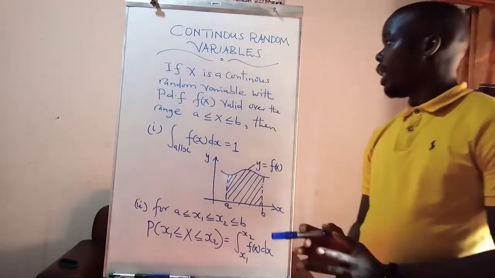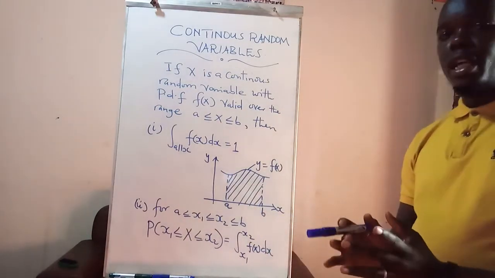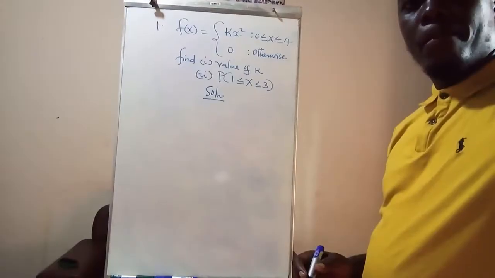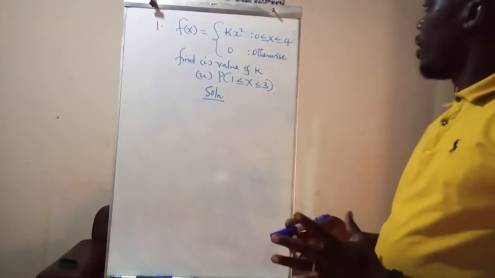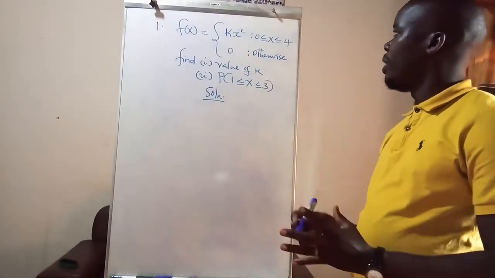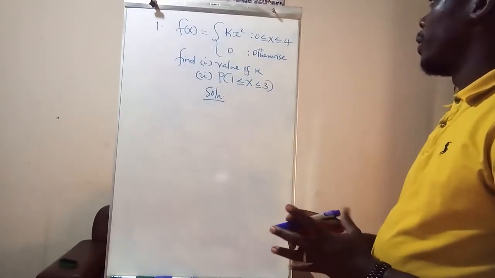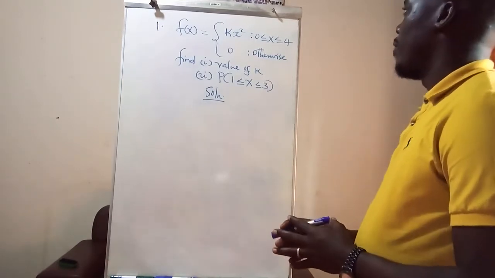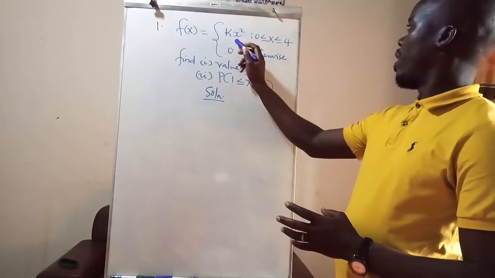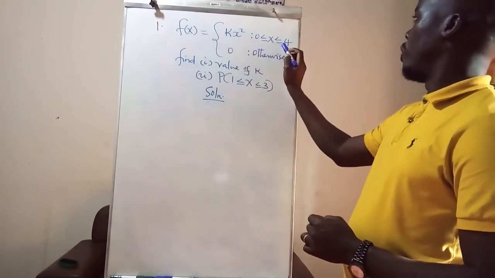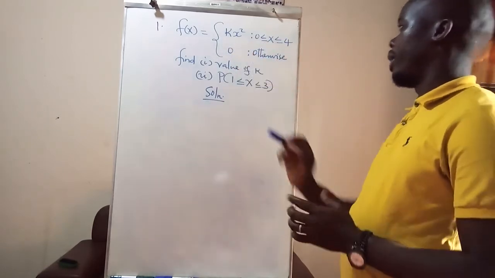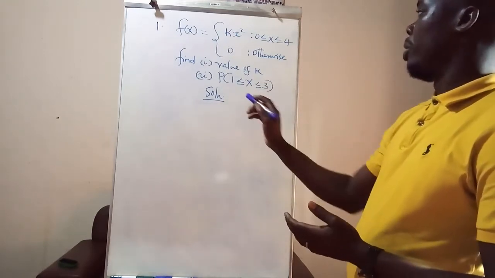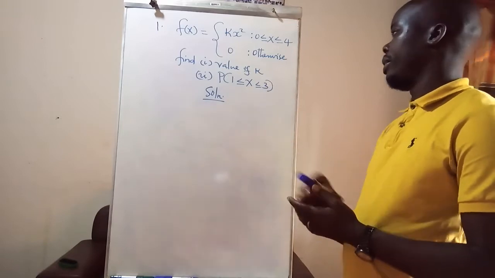Now let us move directly to a few examples and look at how to apply this. We have been given a probability density function representing a continuous random variable. They've given us f of x as kx squared from 0 to 4, then 0 otherwise. They are telling us to find the value of k, and then, in part 2, the probability from 1 to 3.